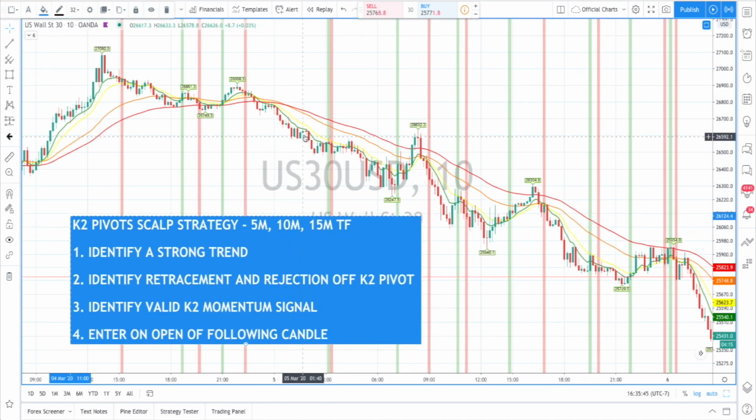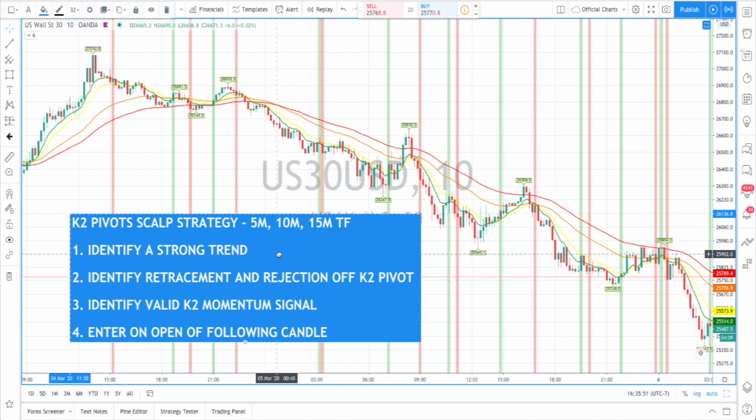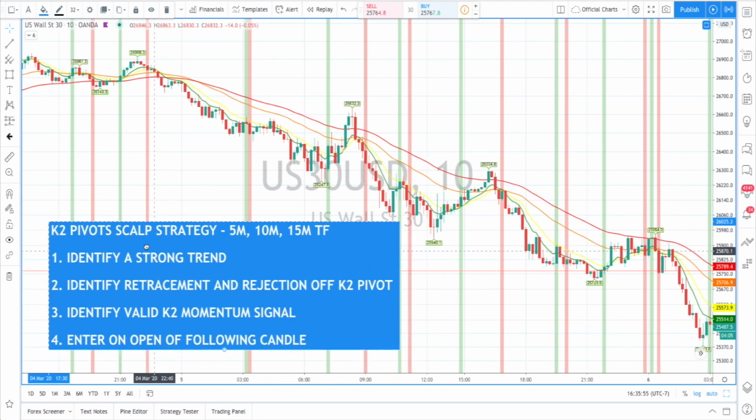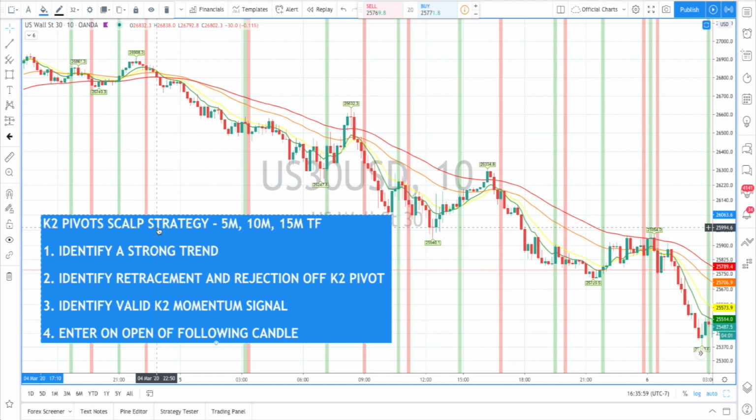Right here, we have a strong downtrend, obviously. So our first requirement has been met. Next up, we're going to identify a retracement and rejection off the K2 pivot. So let's look for a rejection and retracement going down this direction. So right here, price goes down, comes up, rejects downwards, comes up right here as well, and we have an invalid buy signal right here.